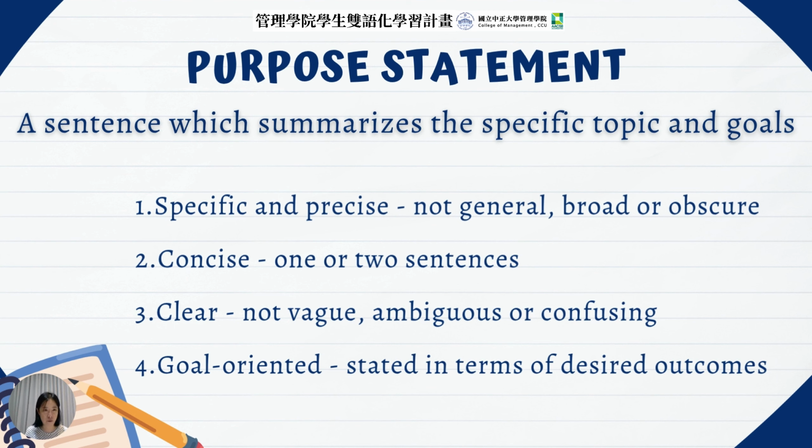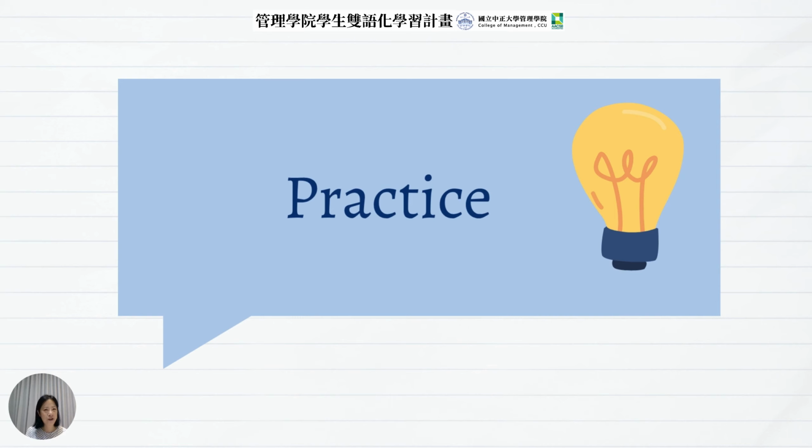And of course, moving on to number 4, your purpose statement has to be goal oriented, which means that you have a goal in your mind. It is totally focused. So it will be stated in terms of desired outcomes, whether on the disadvantages, advantages, or pros and cons. So you have to specify a really targeted or focused point of view. As we know, our purpose statement within these one or two sentences has to be specific, concise, clear, and goal oriented. Let's have a little practice on purpose statements to see if you understand the general idea about purpose statements or not.